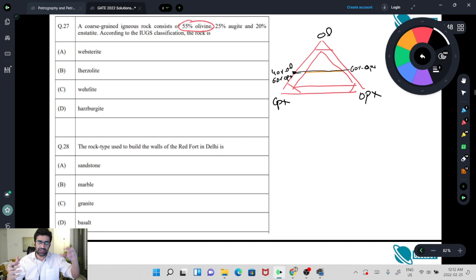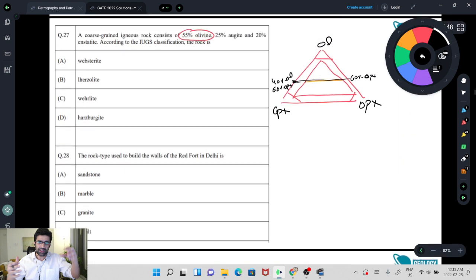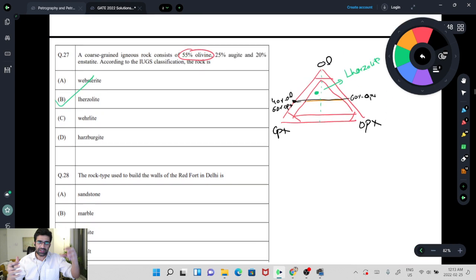So 55% olivine will be northward of that line. Yes, that 40% olivine line was correct. And 25% augite and 20% enstatite, so right in the middle. Somewhere here that point will plot, and this is lherzolite. Lherzolite is a type of peridotite.